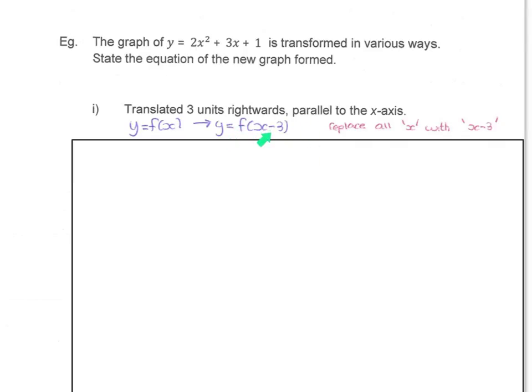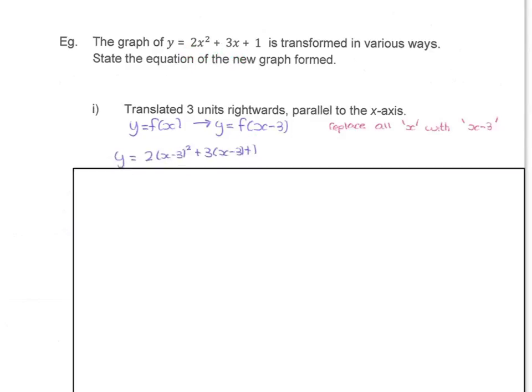Remember, if it goes right, but it's to do with the x-axis, it really means minus 3 in our function notation. It's always the opposite way around than we think is natural. So in our equation we replace all of the x's, changing the function f of x to f of x minus 3. Anywhere there's an x, it must be replaced by x minus 3.